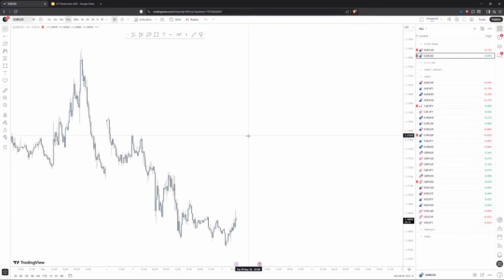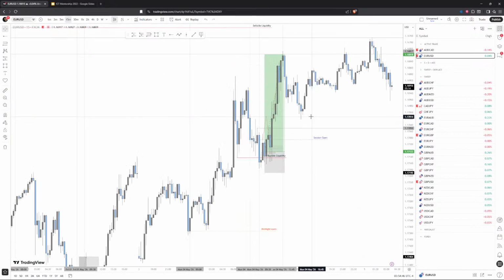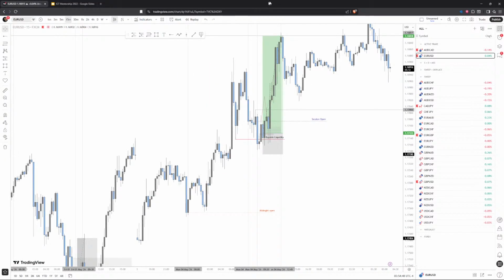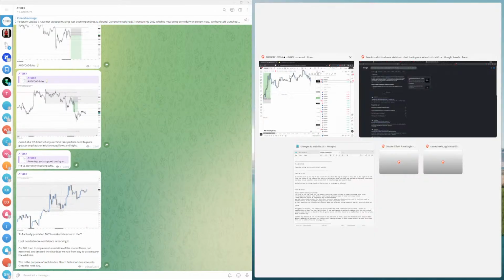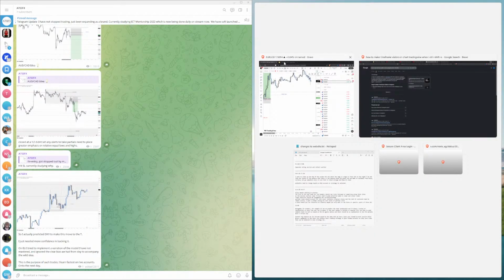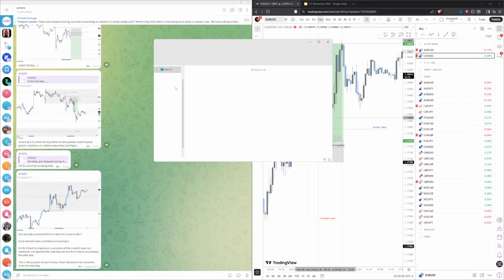So if we go back to Euro USD and we invert it, remember we would have, it looks awfully similar to this. Right. It would have been a screenshot of me. Really show you this side by side.